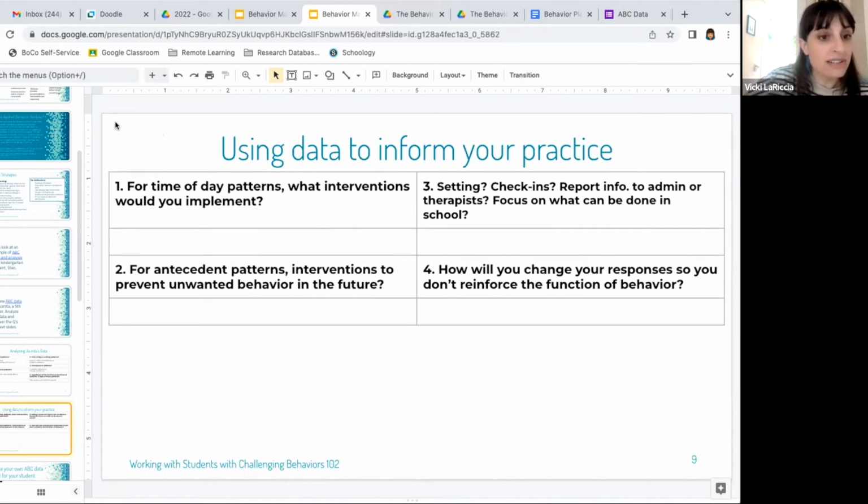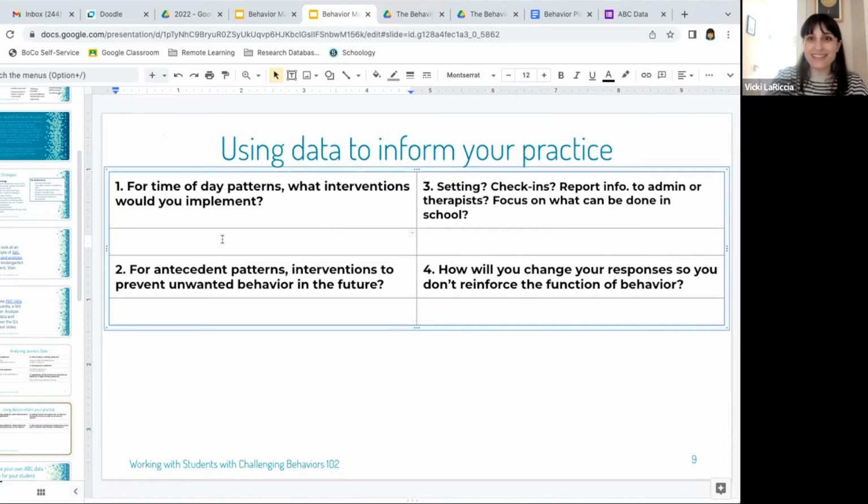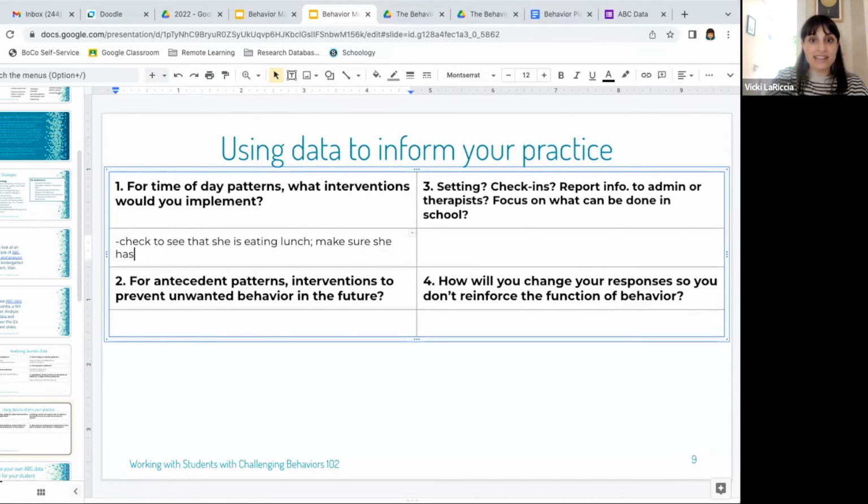Someone says, for near lunchtime events, I would check to see if she was eating lunch, if she needed money in her lunch account. Okay. I'm trying to think of how to word that, like monitor. I'm just going to write what you have. Check to see that she is eating lunch. Make sure she has lunch money. Okay.